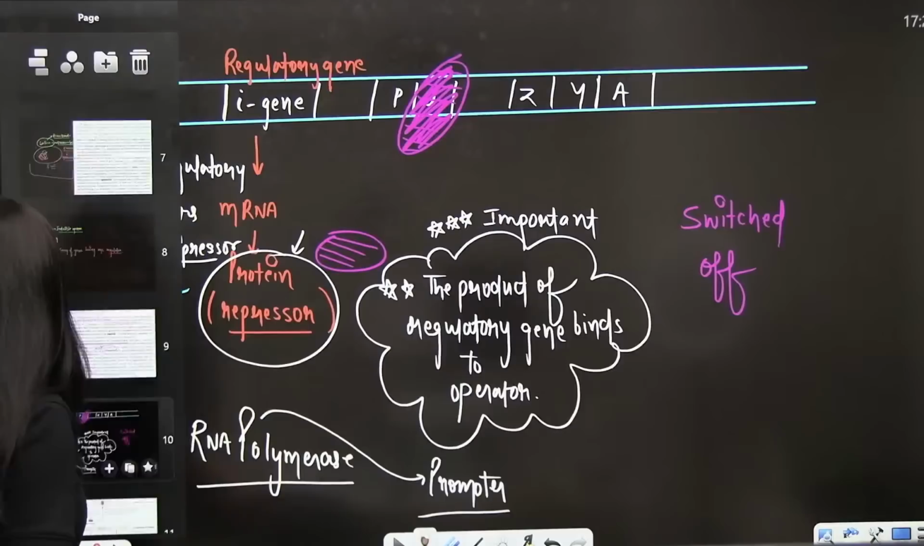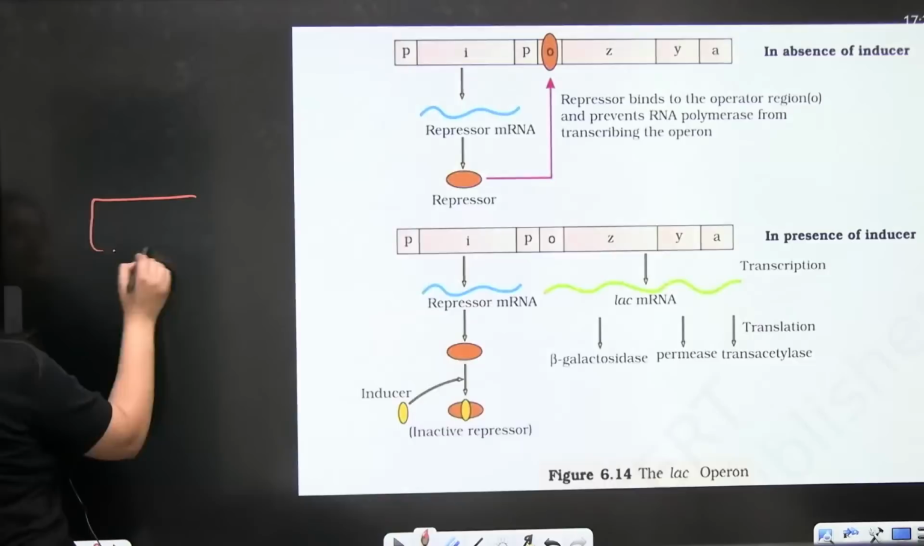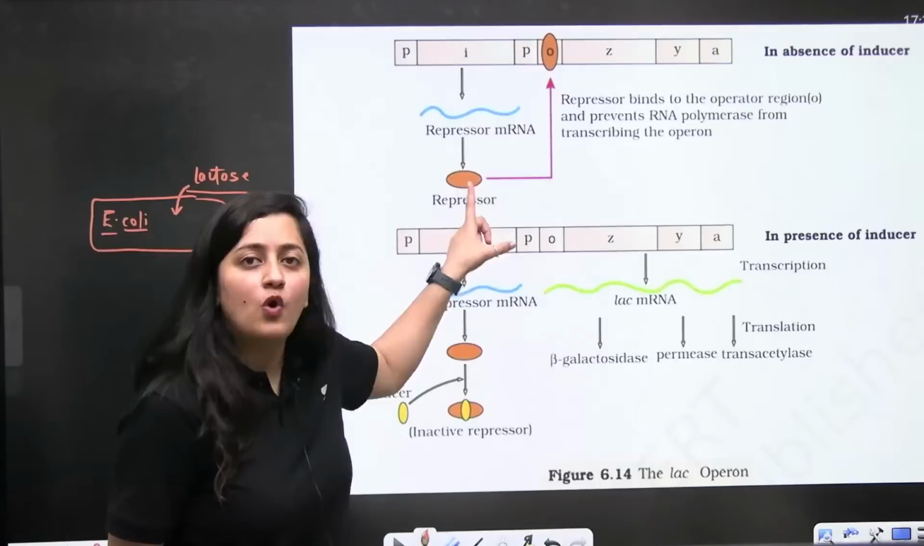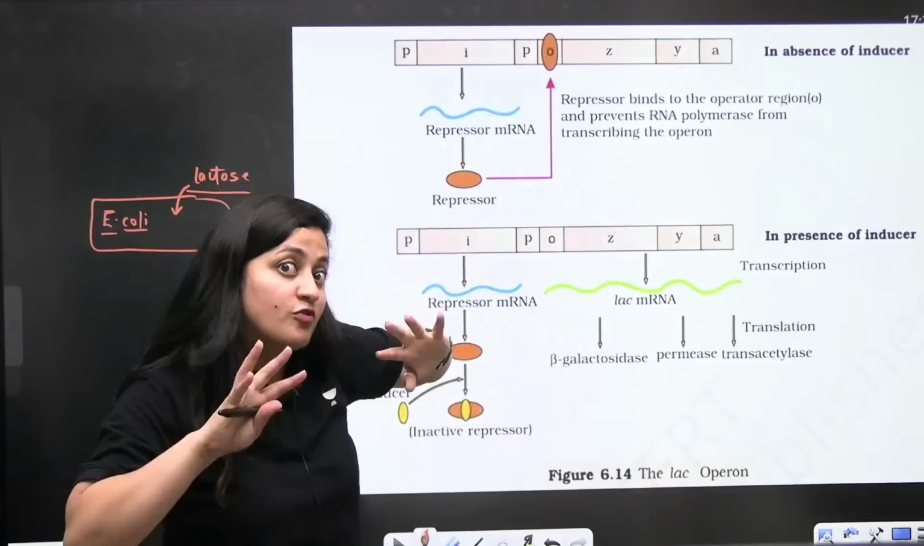Now, what is going to happen? Listen to the story, all of you. In this E. coli, some amount of lactose will enter. Here, we know that we have a repressor. We don't want this repressor to bind to the operator. So we have to digress it, we have to deviate it.